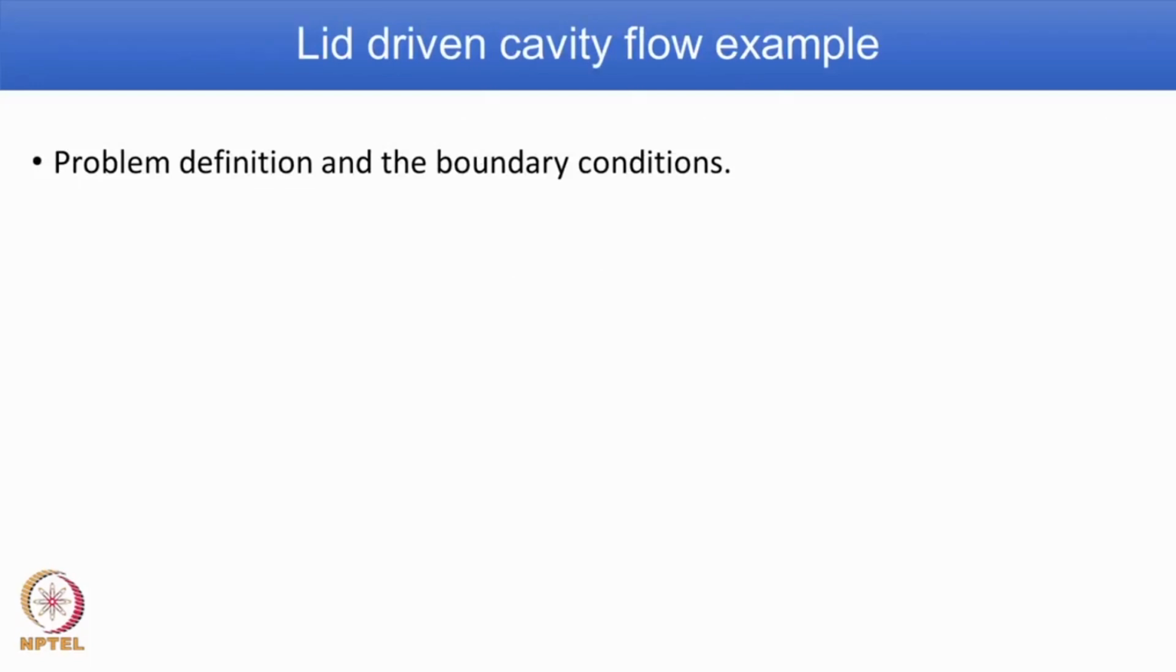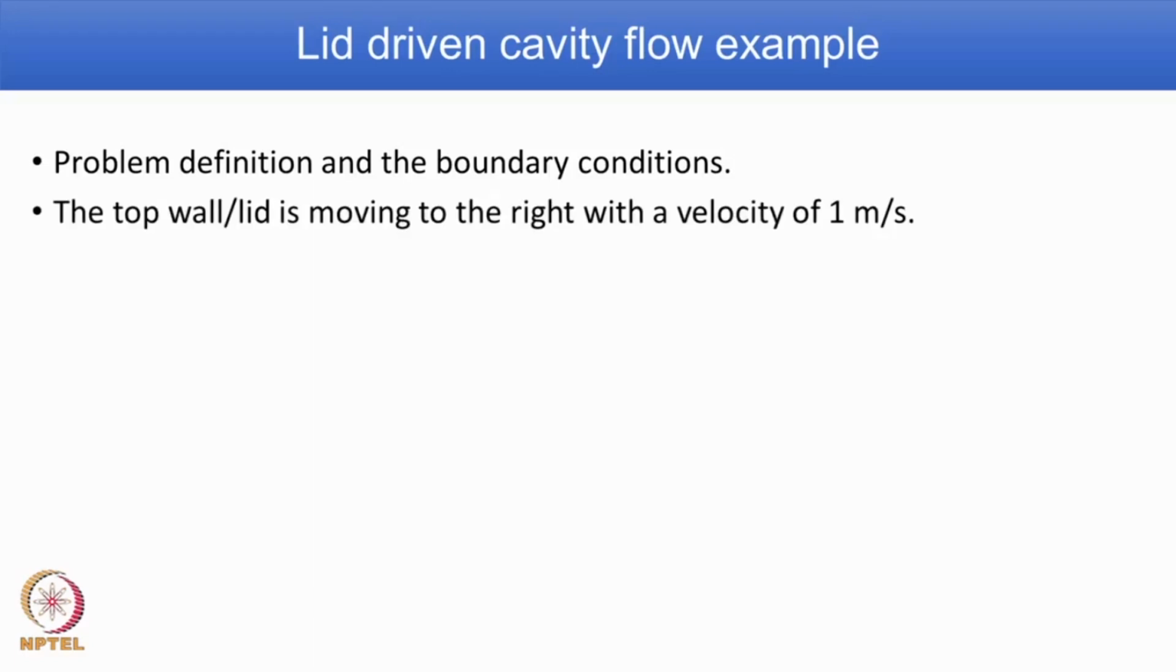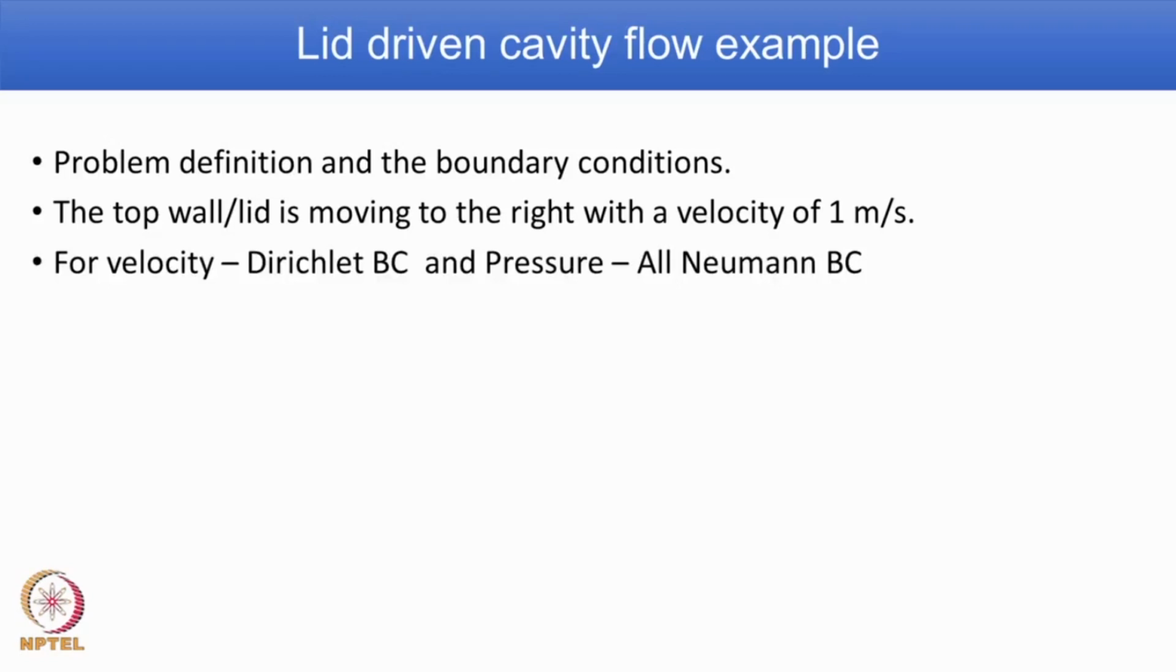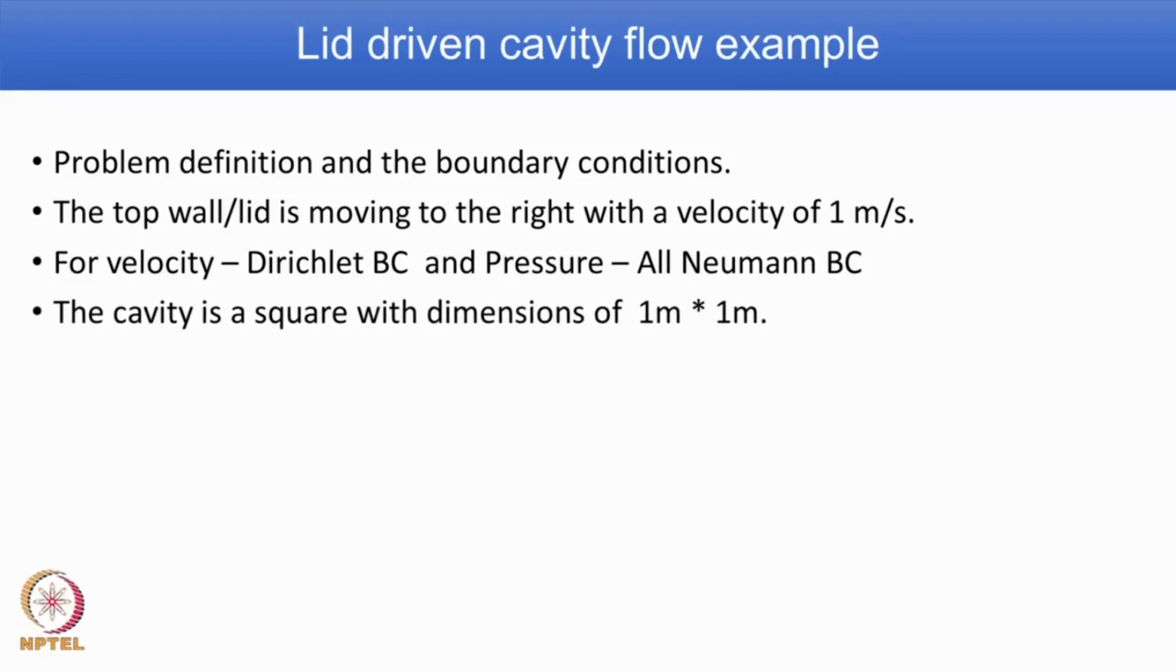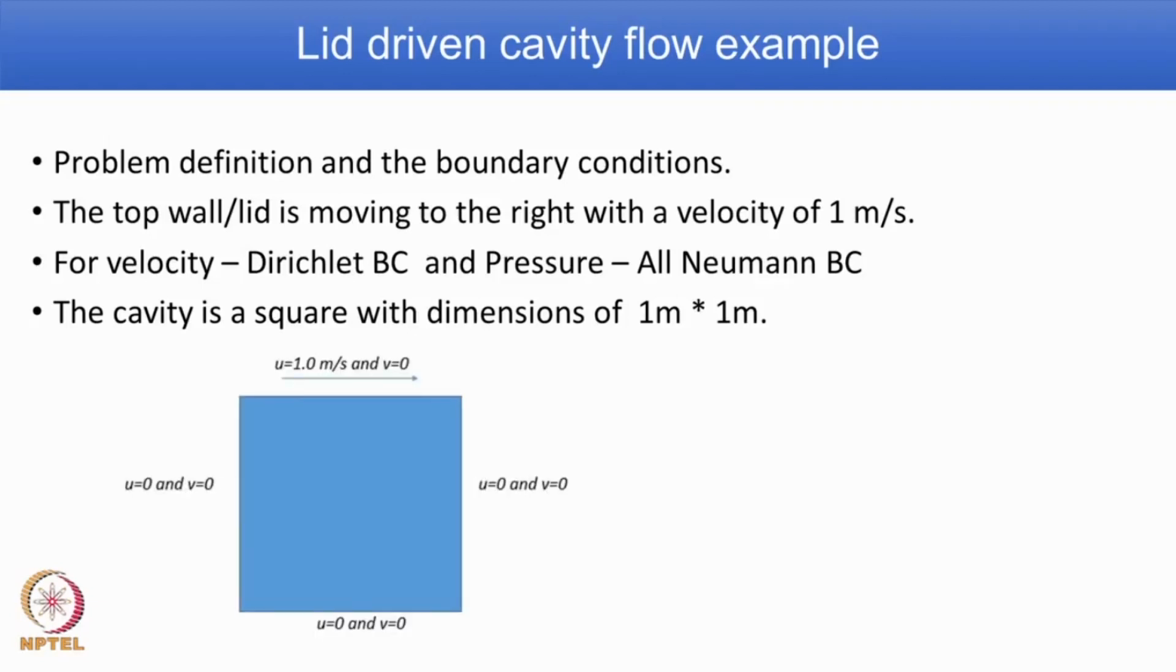Now, we have the test case problem, lid driven cavity. We defined the problem with the boundary conditions. We already mentioned the top wall or lid is moving to the right with a velocity of 1 meter per second, and if you are using velocity to prescribe the boundary condition, then we have a Dirichlet boundary condition, or if you are using pressure, then you have a Neumann type of boundary condition. The cavity is a square with dimensions 1 meter by 1 meter, and for both velocity as well as pressure type of boundary condition, there is a description given here.